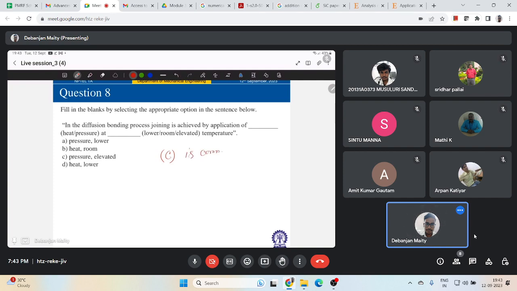So we have to have some elevated temperature, and basically you're applying pressure over there. I hope everyone agrees, right? Just tell me if you don't agree with the answer. Should I move to the next question?